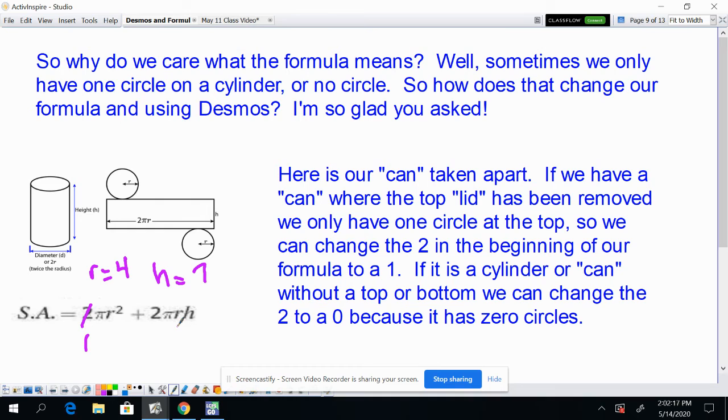So why do we care what the formula means? Well, sometimes we only have 1 circle on a cylinder or no circle. So how does that change our formula using Desmos? Well, I'm so glad you asked. Here is our can taken apart. If we have a can where the top lid has been removed, we only have one circle at the top. So we can change the 2 in the beginning of our formula to a 1. If a cylinder or can was without a top or bottom, we can change the 2 to a 0 because it has 0 circles.